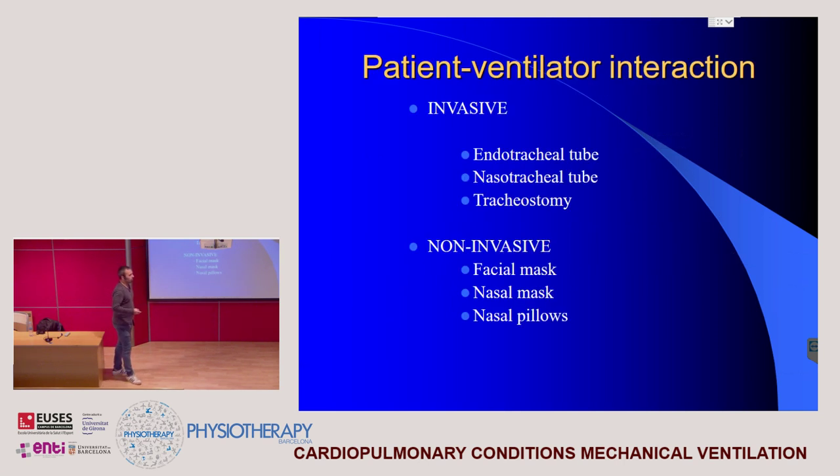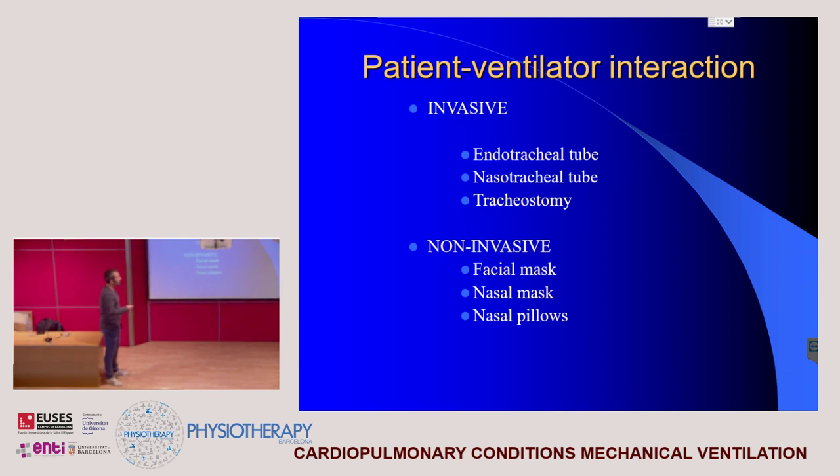So what happens when the air goes out from the ventilation unit, past the circuit, the filter, the humidification, and finally has to go inside the lungs? Well, we have two types of ventilation. We will separate into invasive ventilation and non-invasive ventilation. Obviously, the first step in the intensive care unit is normally invasive ventilation.